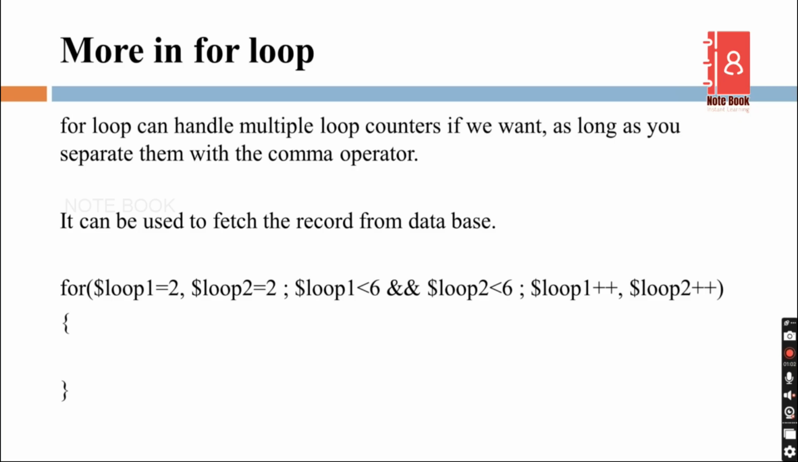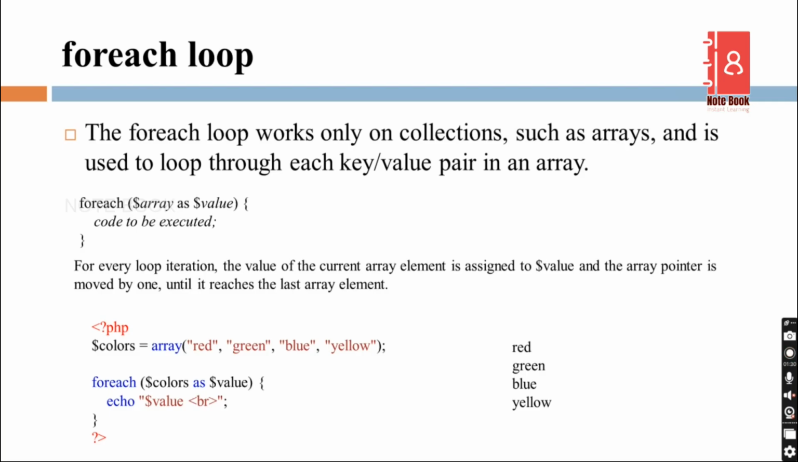More on the for loop. A for loop can handle multiple loop counters if you want, as long as you separate them with the comma operator. Like this, you can see the example: $loop1 equal to 2, comma $loop2 equal to 2, and $loop1 less than 6 and $loop2 less than 6. Then $loop1++, $loop2++ as the increment operators. We can use a for loop in this manner also. It also supports that.